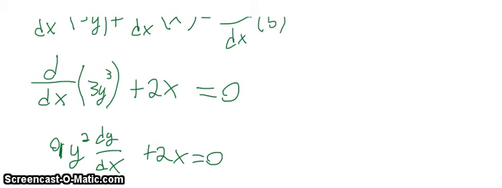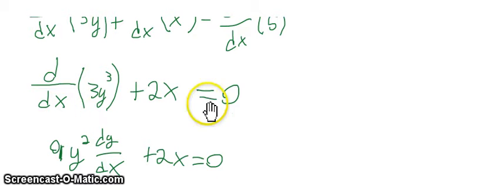So now that you have everything in terms of x, you need to take the derivative of y. To do this, you treat it just like a regular function. You take the 3 down, so you get 9y squared, but instead of leaving it just like that, you need to put dy/dx at the end. So you would get 9y squared dy/dx plus 2x equals 0.